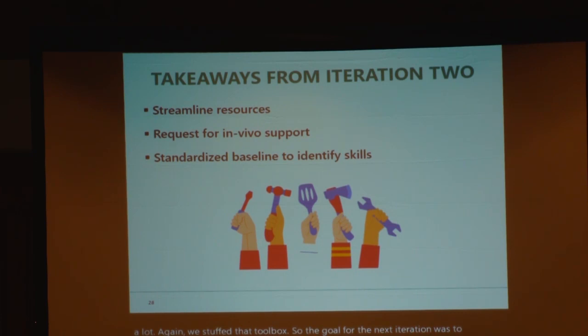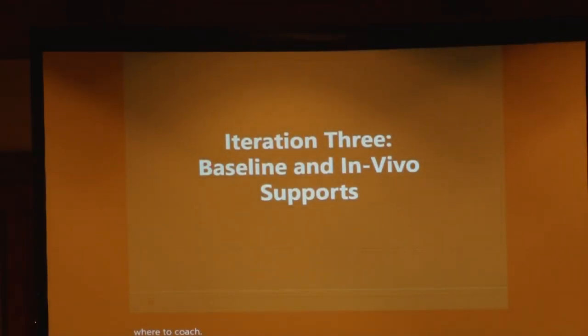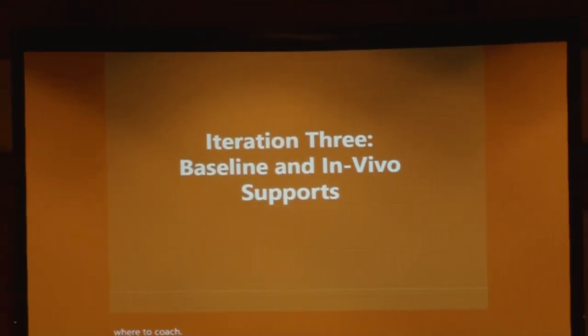And the itinerant teachers, as new coaches, requested in vivo support. They said, okay, we kind of get this now, but we need a little more help. Can you help us live and give us feedback on how we're doing as coaches so that they would be more comfortable? And then another goal moving forward was to standardize baseline classroom teacher skill implementation so that it would be a little easier to screen for need and identify where to coach. And I'm going to hand it off to Tabitha to talk more about the second 2 iterations.